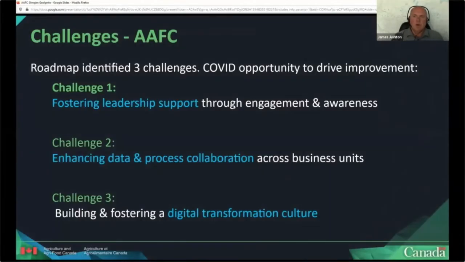So our challenges in AAFC were, of course, number 1, foster leadership support through executive engagement and awareness. 2, enhance data and process collaboration across the business units, because we're seeing an increased interest from a number of different business units across the organization. And 3, build and foster a digital transformation culture. As many of us know, data strategies are avant-garde now in the Government of Canada, and Treasury Board has mandated that all governments produce a data strategy, which is now commonplace.